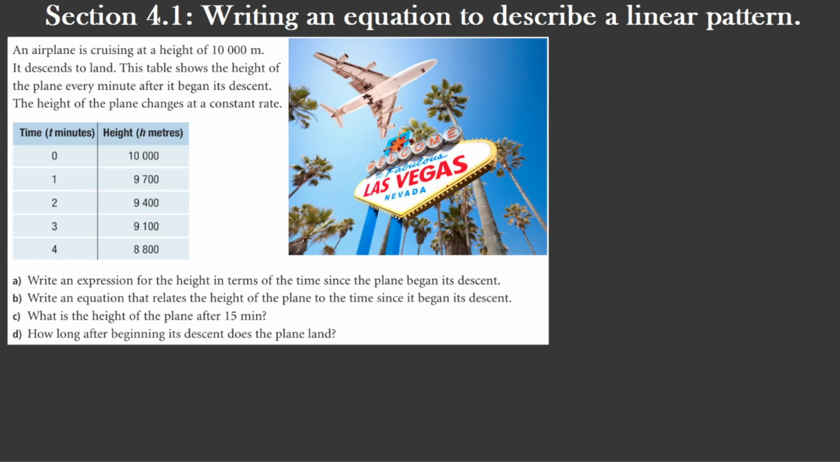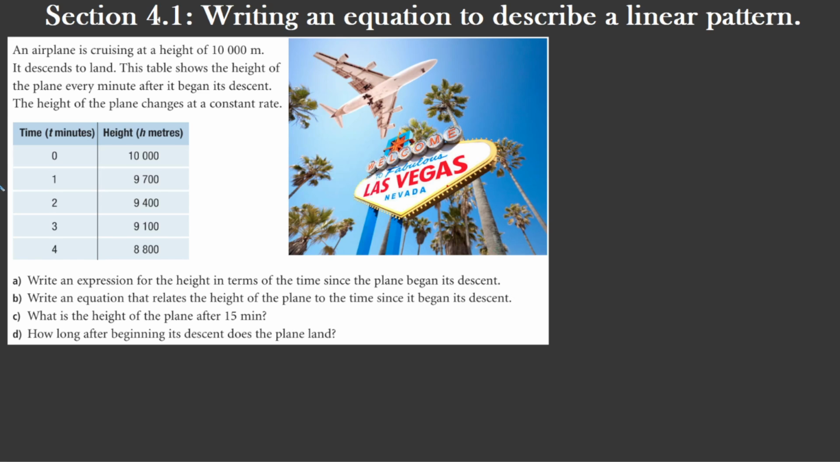So we've got an airplane cruising at a height of 10,000 meters. It descends to land. The table shows the height of the plane every minute after it began its descent. The height of the plane changes at a constant rate. And here's our data. So it says write an expression for the height in terms of the time since the plane began its descent.